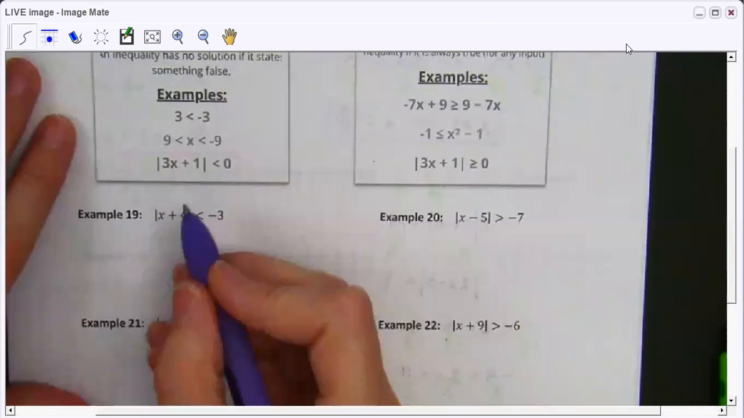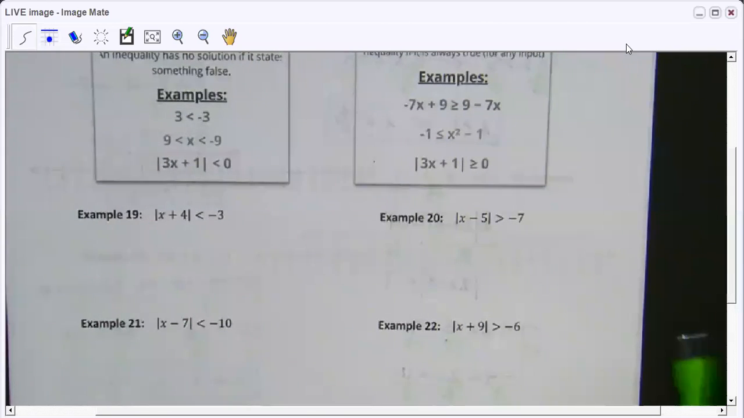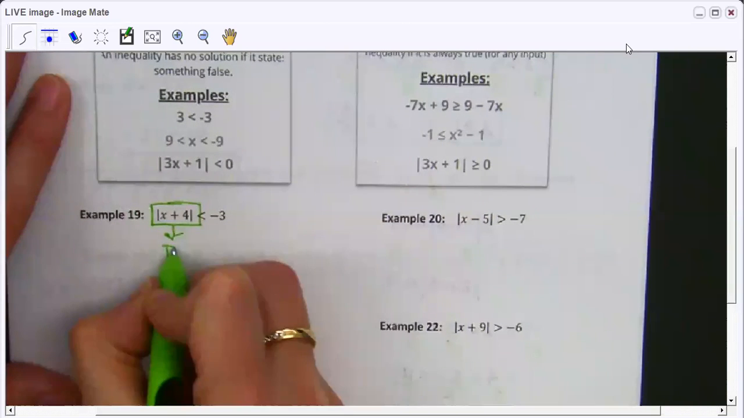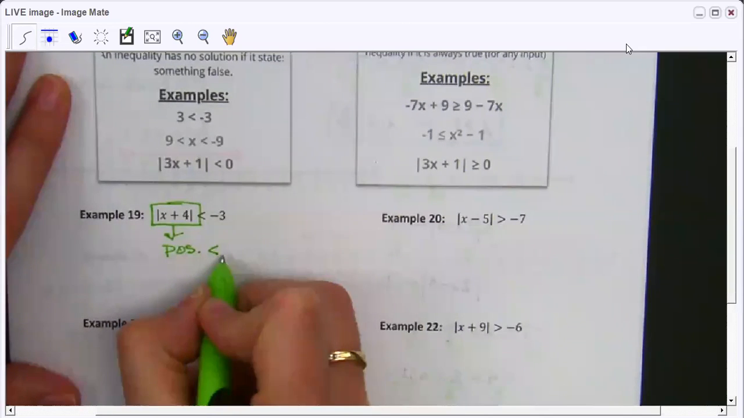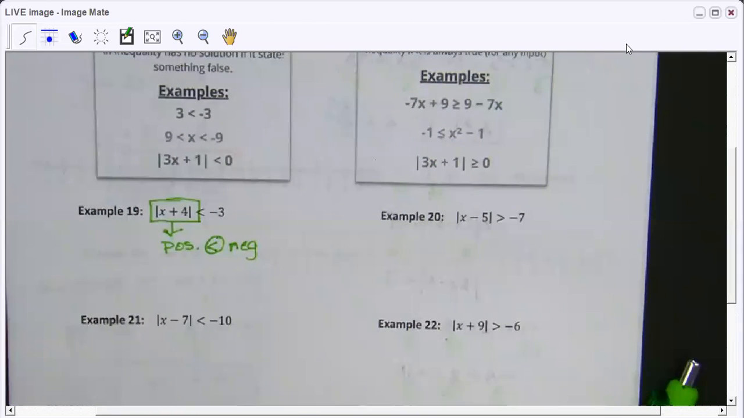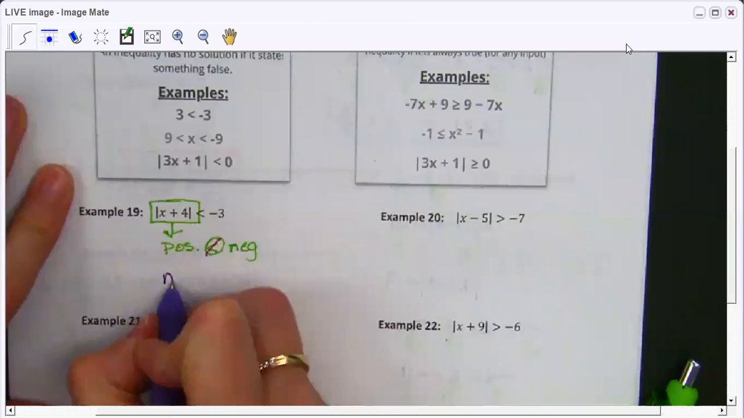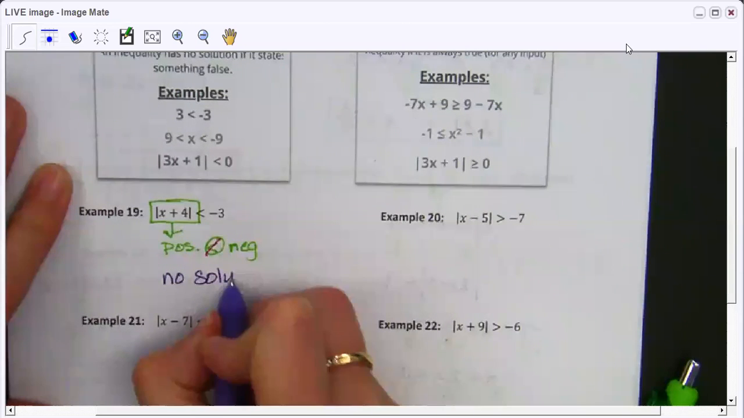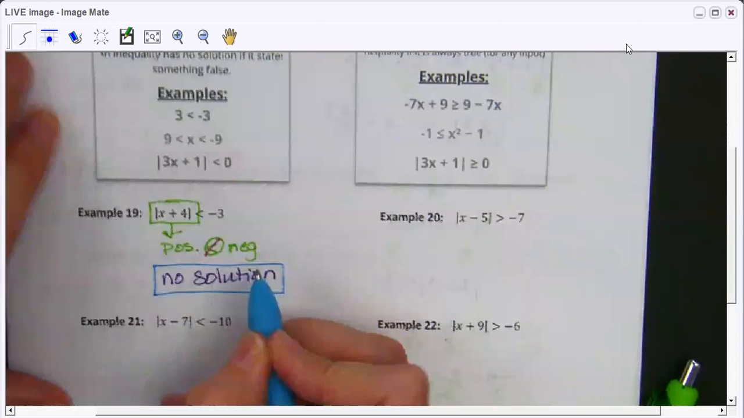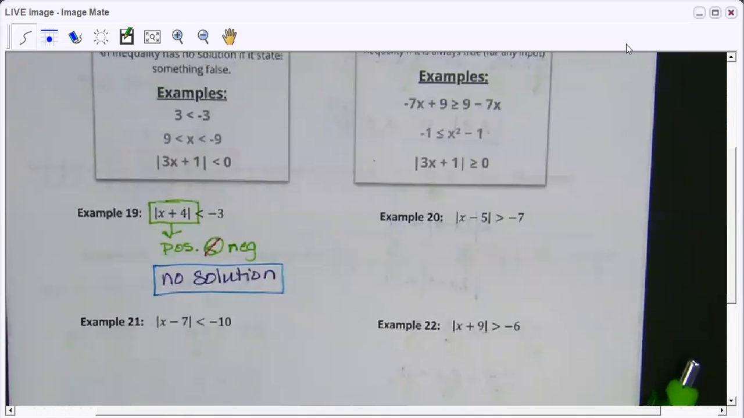So for this one, this will always be positive. Positive is never less than a negative. Okay. It is never less than a negative. So because of that, there is no solution. And that's all you put, you put no solution for your answer. Does that make sense? Yep. You can never put a number in an absolute value symbol and have it be less than a negative number. They will always come out positive, which is always greater than negative.